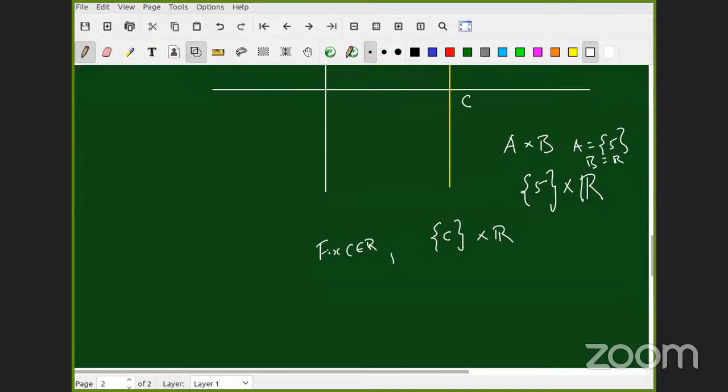Okay, let's go to R6. Soumya. Sir. R cross singleton C. Very good. That's it. R cross singleton C. Okay.